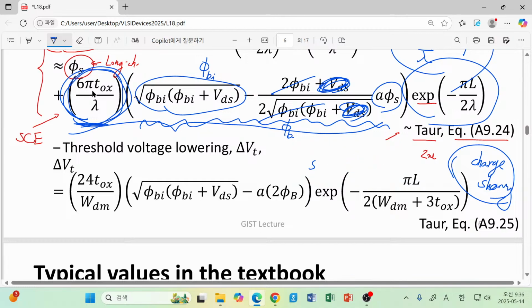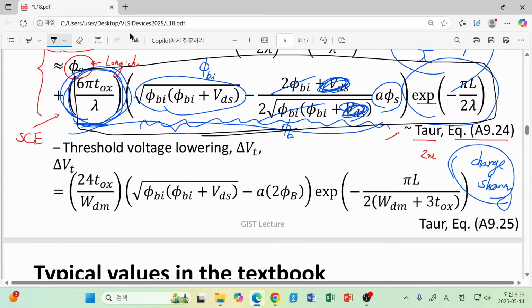Okay, so now we have this second term corresponding to the effect of source and drain. When you look at this one, this number is just copied into or interpreted as a change of our threshold voltage. So we have to make a caution on this conversion.